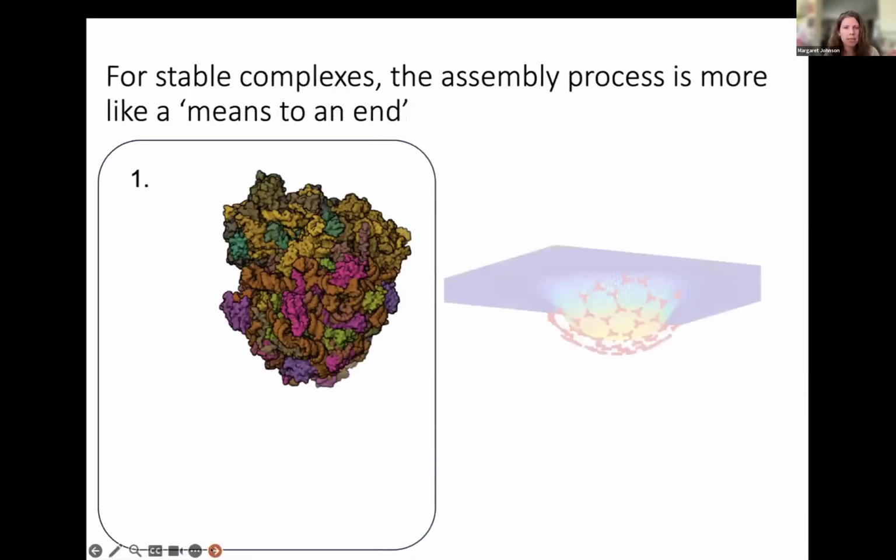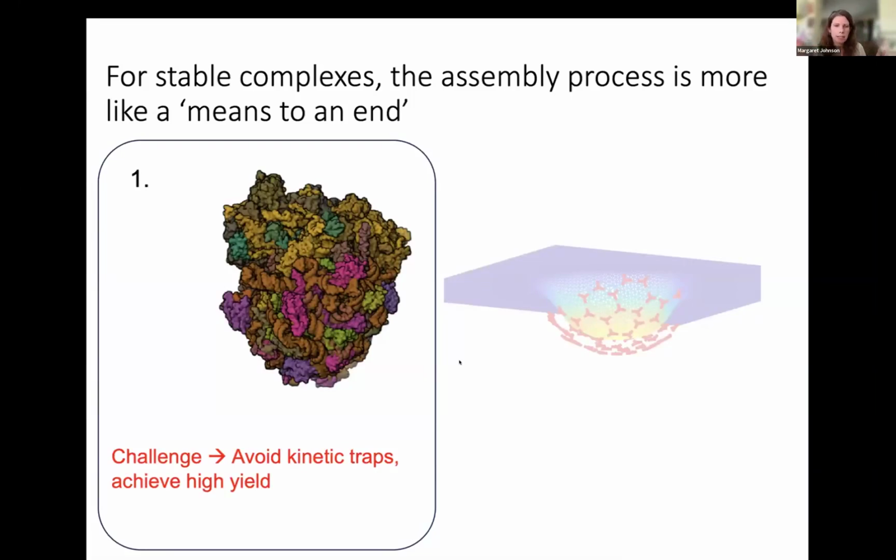And what I want to say is, for structures like the ribosome, these are very stable structures. And so we can think of the assembly process itself as kind of a means to an end, right? You start off by translating these subunits, and then they have to get together somehow, because what you really need is this completed, stable, functional ribosome. And so the challenge here is you've got to form these structures, thousands and thousands of them, very robustly. You don't want to waste these subunits, and you have to avoid kinetic traps, which I'll define in the next slide. And so this is one of the challenges for these types of very stable structures.